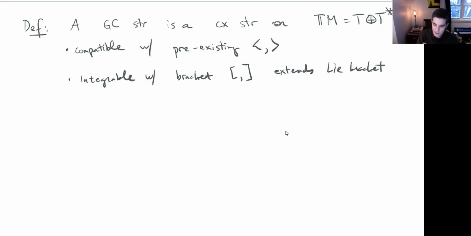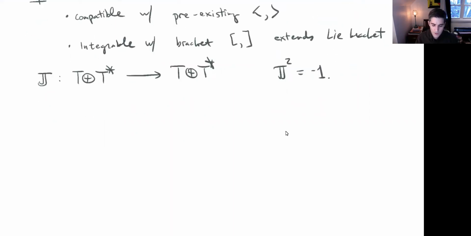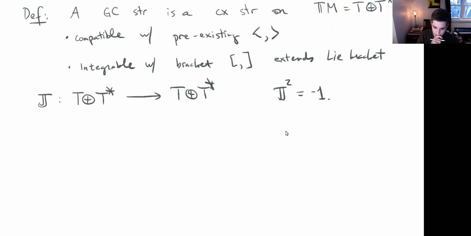Let me just, I just want to be absolutely clear about these things. That's the definition. So we're going to have an operator. It goes from T plus T star to T plus T star, and it squares to -1. Okay, and what does it mean that it's compatible with this pre-existing inner product?